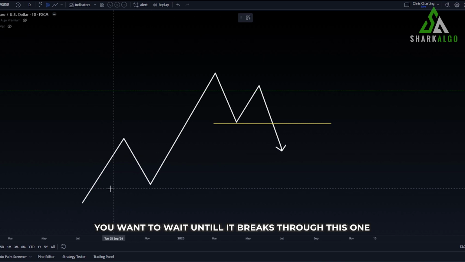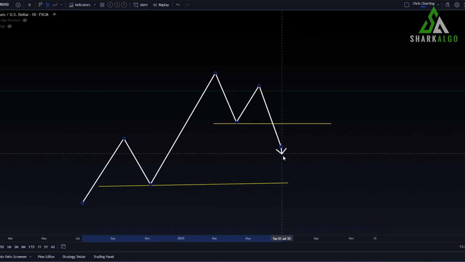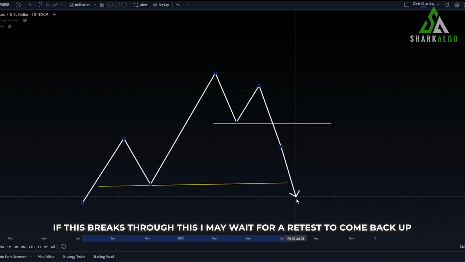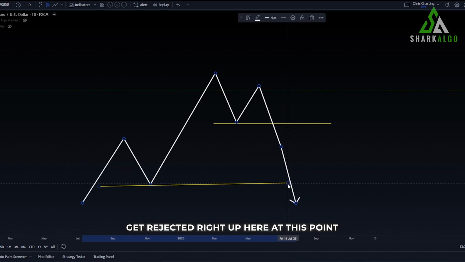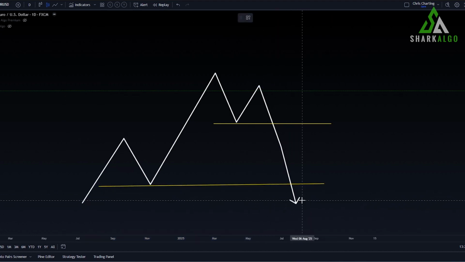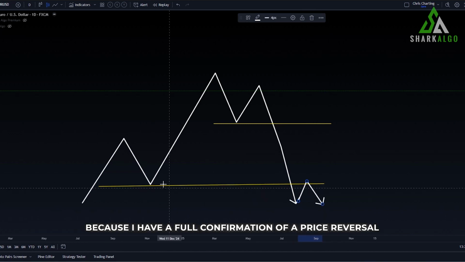You want to wait until it breaks through this one, right? And then now, if it breaks through this, I may wait for a retest to come back up, get rejected right up here at this point, and then show you guys. So the price goes back up, potentially gets rejected here, drops back down, and potentially I'd be entering the trade there because I have a full confirmation of a price reversal.